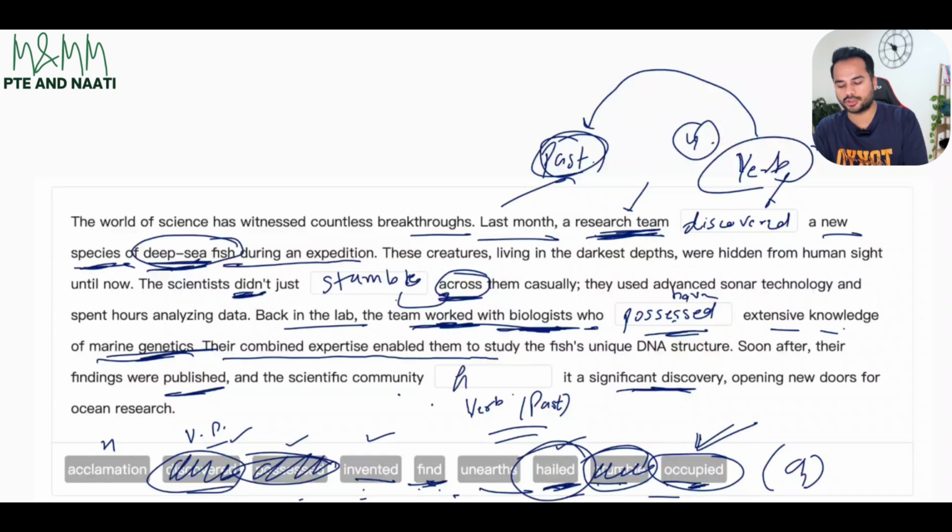Hailed would be the right choice over here because we need a verb in the past tense, and we only had three words remaining which were verbs in the past tense: invented, hailed or occupied. You can't occupy it as a significant discovery. You can't invent it as a significant discovery because it's already a discovery. So the scientific community hailed it as a significant discovery. That means they praised it as a significant discovery, opening new doors to ocean research. And that's a positive statement.